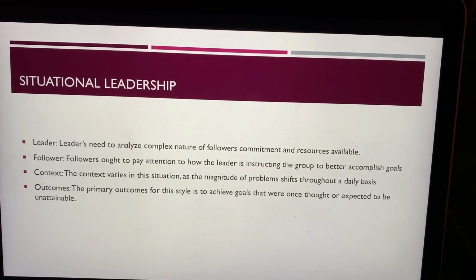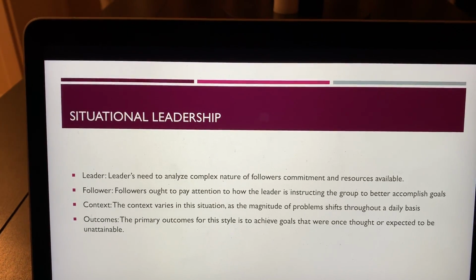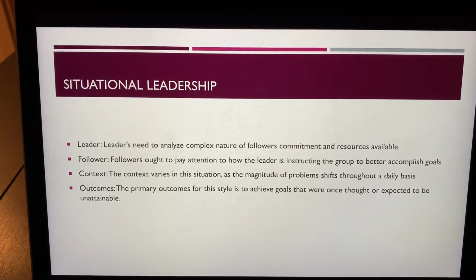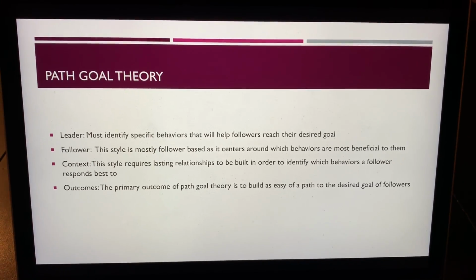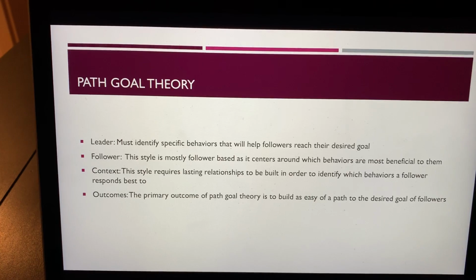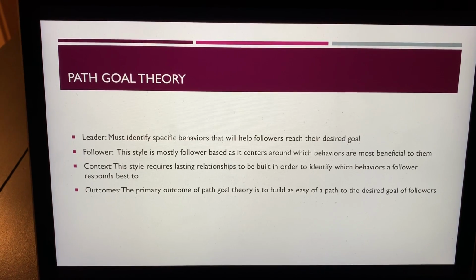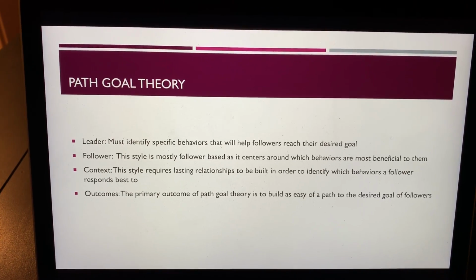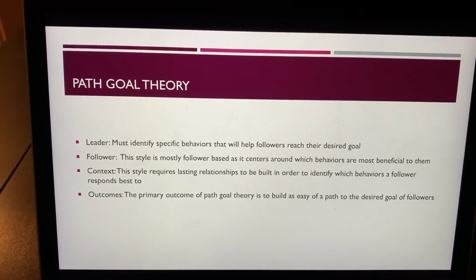Situational leadership. The context varies in this situation as the magnitude of problems shifts. So you address each situation differently and pick and choose the battles that you want to fight. The outcomes for this one are to achieve goals that were once not expected to be attainable. Path-goal theory is basically building the easiest path possible for followers to get to their desired goal. The primary outcome of this is, again, building an easy path to the desired goal, and this is done by finding which behaviors exhibited by leaders elicit the best responses from their followers, to make them best equipped to accomplish their goals.